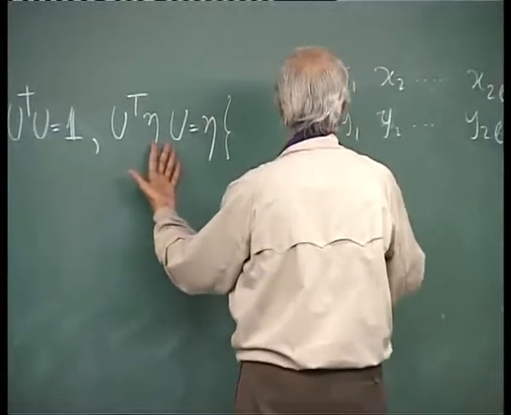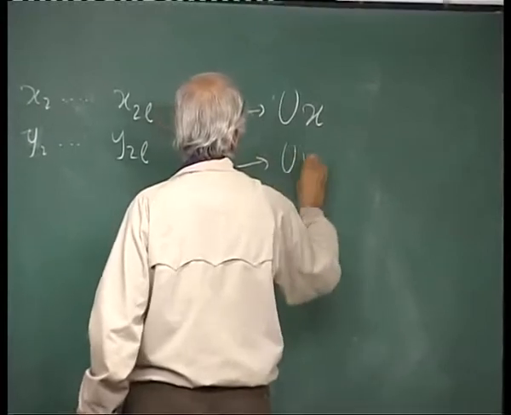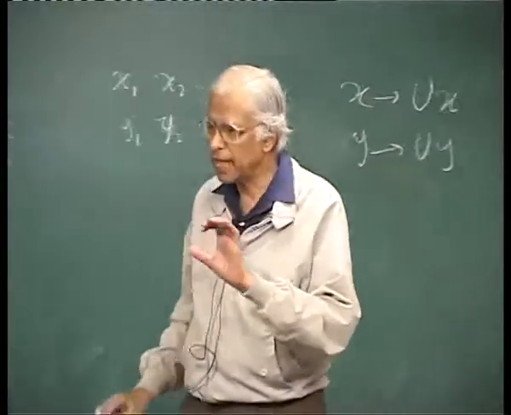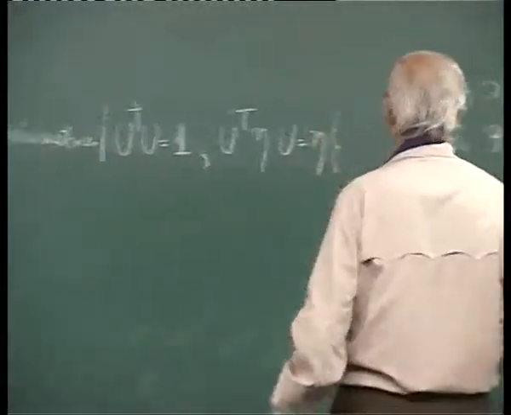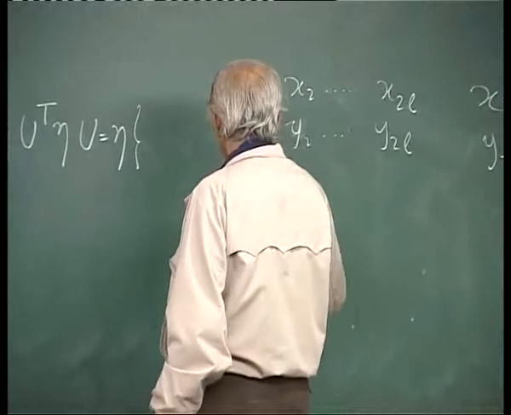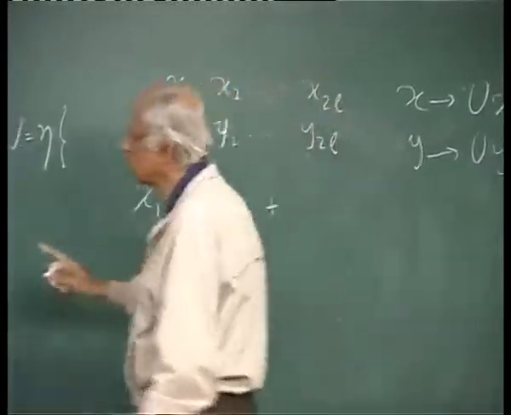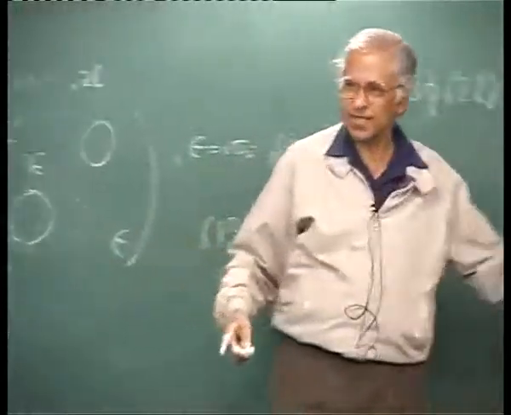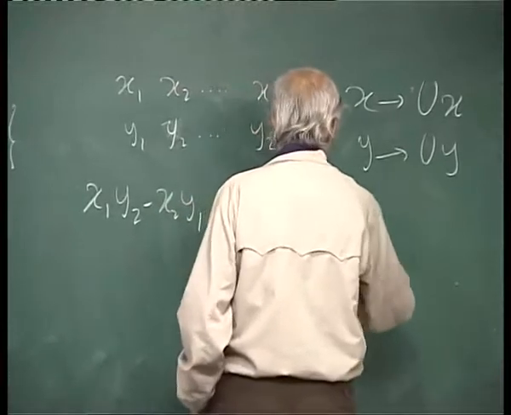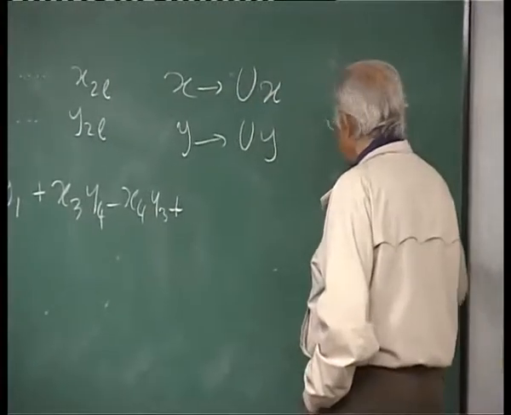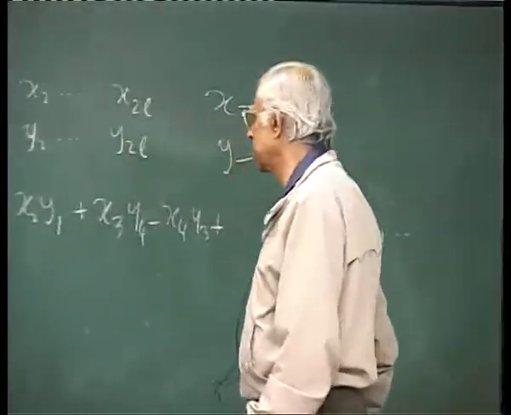This condition says, when you transform x to ux and y to uy, a certain bilinear form in x and y should not change. What is that bilinear form? Look at this eta. The bilinear form which should be preserved is x1 y2 minus x2 y1, plus, this comes from the first epsilon, what's the next one? x3 y4 minus x4 y3, plus 5, 6, plus 7, 8, and all the way up to the end. You can see, this is what is called the symplectic nature of the transformation.